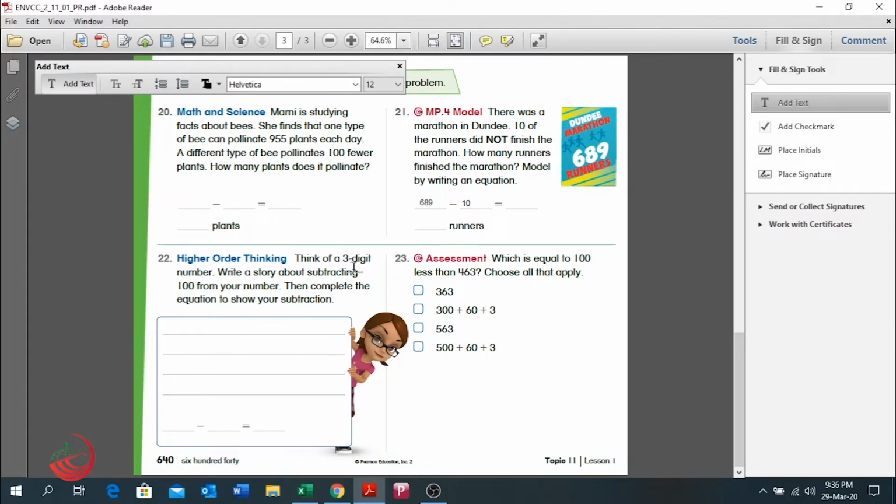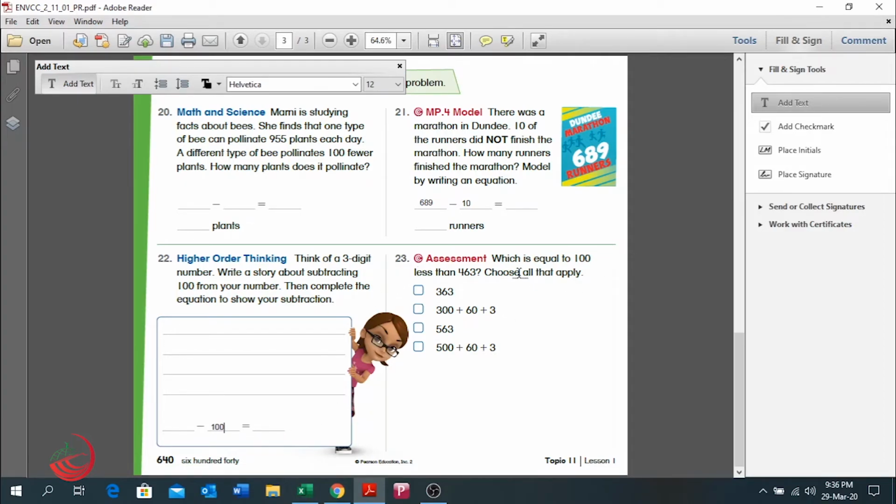Higher order thinking. Think of a 3-digit number. Write a story about subtracting 100 from your number. Then complete the equation to show your subtraction. It has to be 3-digit. You have to subtract 100 from your number. So it's minus 100. You choose the number here. It has to be of 3 digits. Minus 100 equals what? You calculate it.